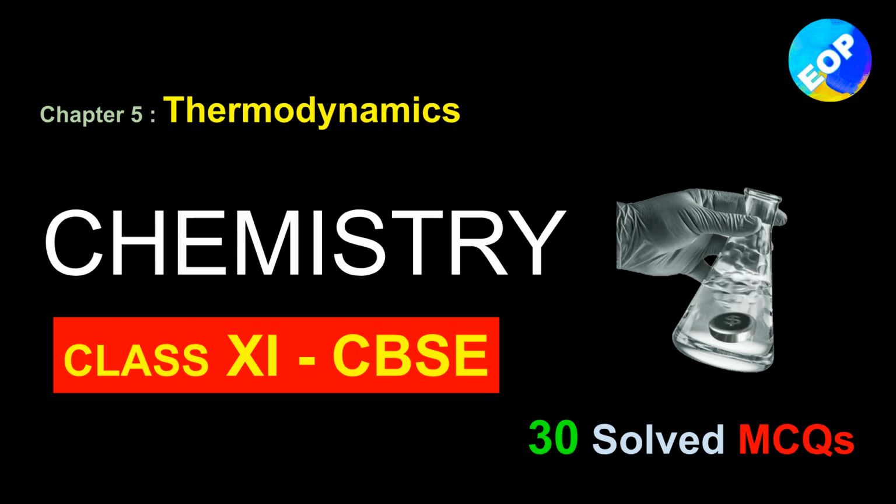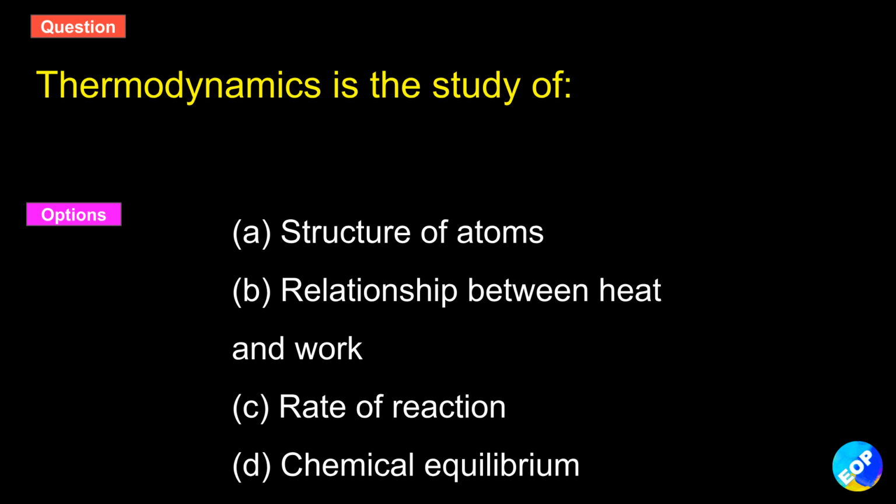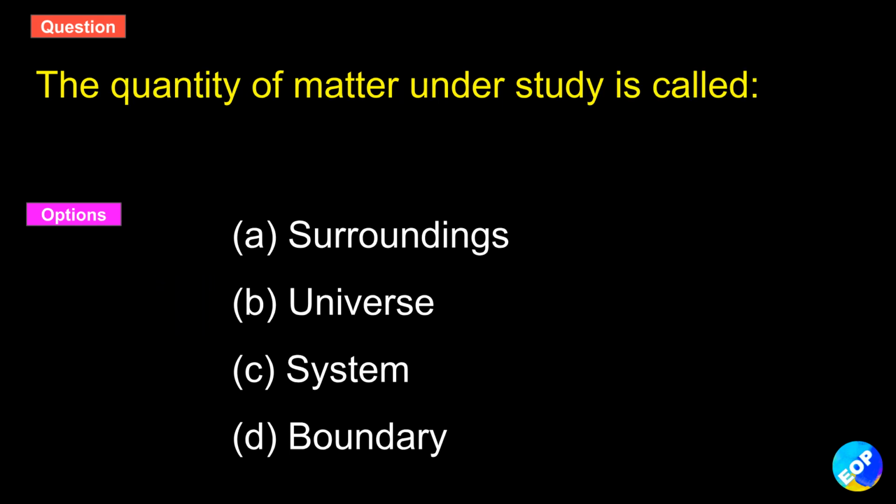Today we will review some multiple choice questions covering chapter 5 thermodynamics. Question number 1. Thermodynamics is the study of? Answer is option B, relationship between heat and work. Next question. The quantity of matter under study is called? Answer is option C, system.